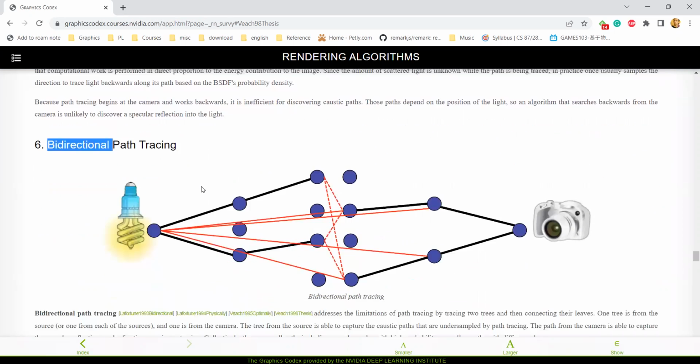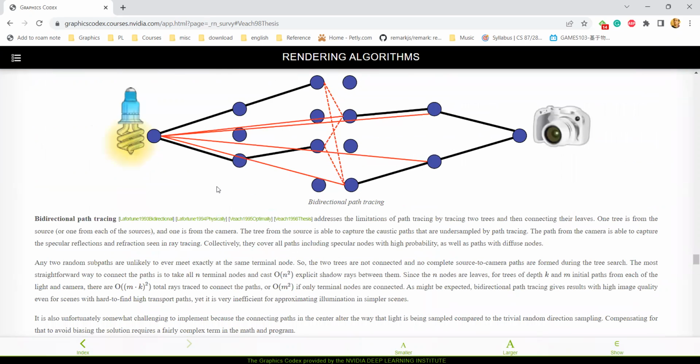Bidirectional path tracing addresses the limitation of path tracing by tracing two trees and then connecting their leaves. One tree is from the source and one is from the camera. The tree from the source is able to capture the caustic paths that are undersampled by path tracing. The path from the camera is able to capture the specular reflection and refraction seen in ray tracing. Collectively, they cover all paths, including specular nodes with high probability, as well as paths with diffuse nodes.